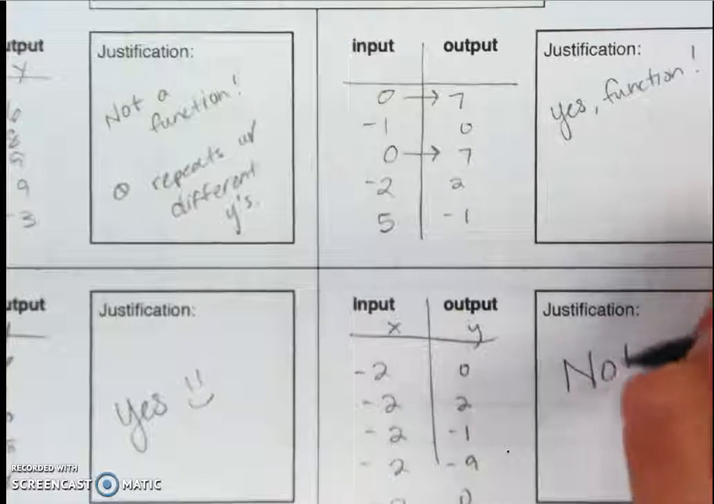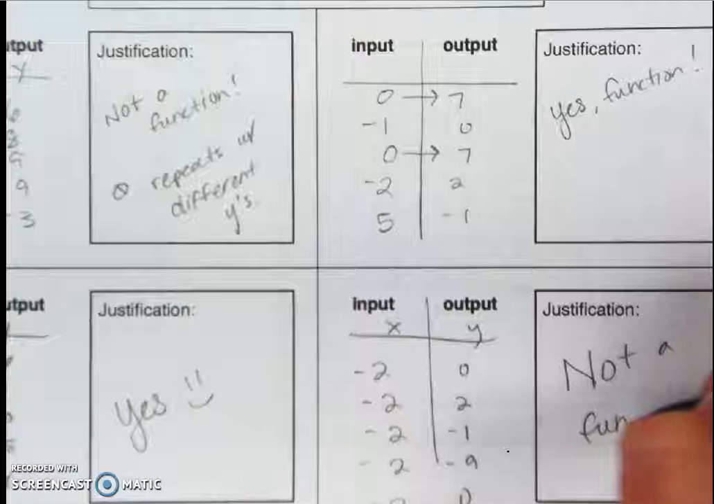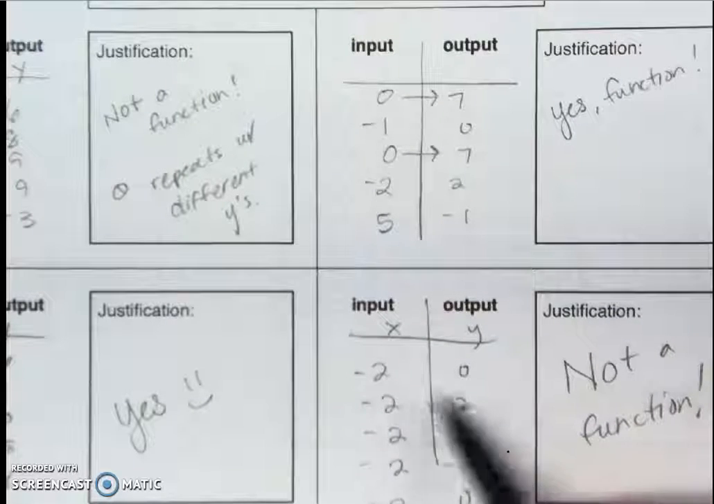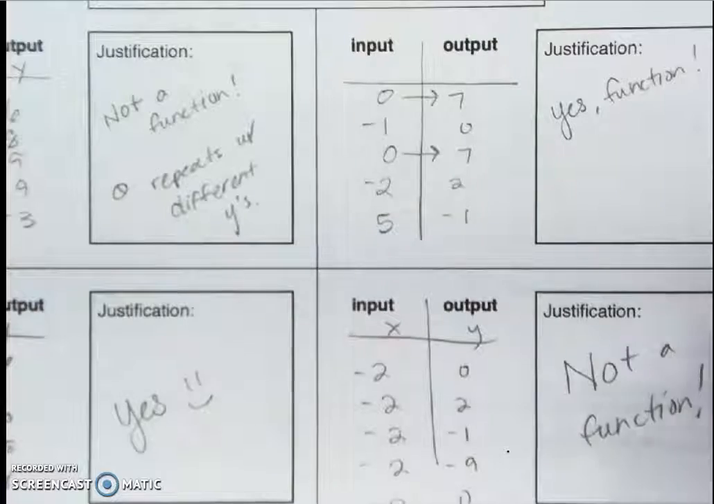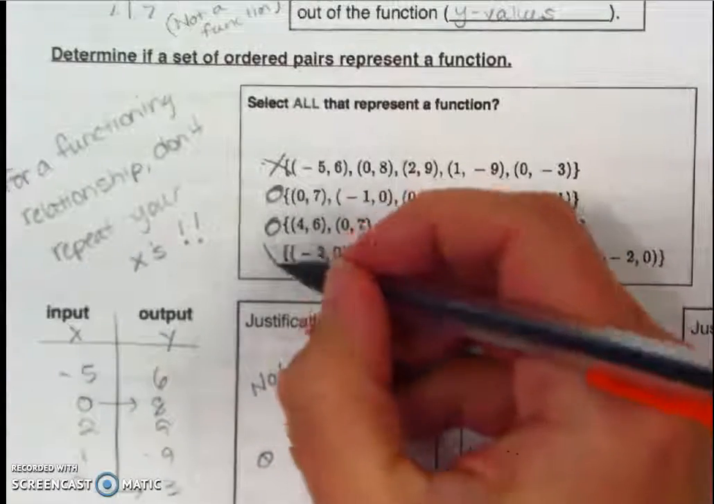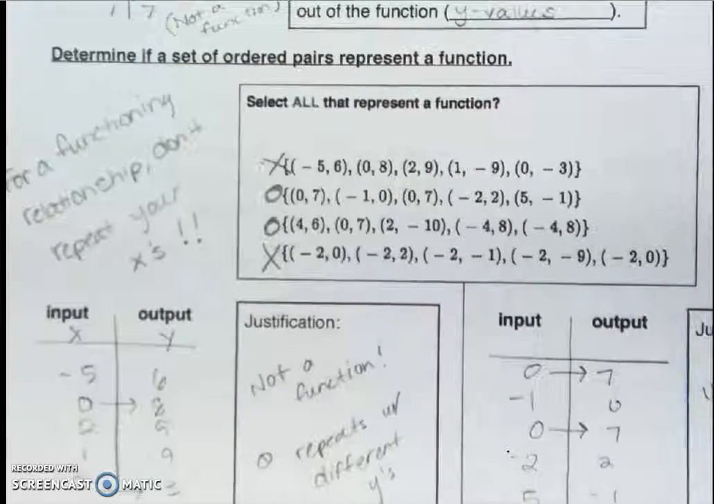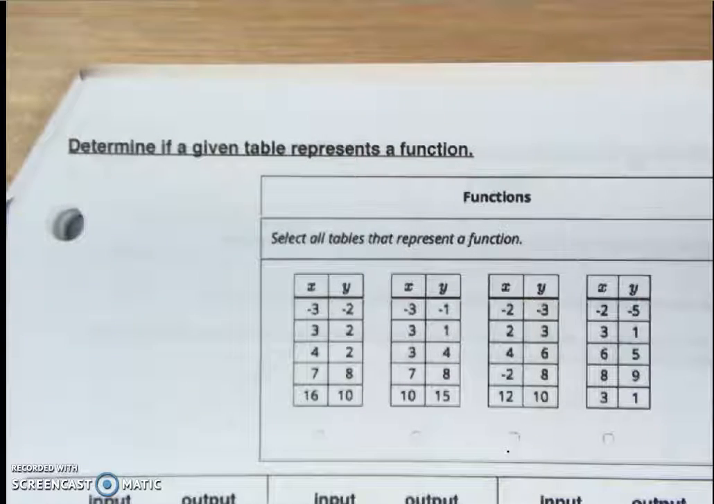No, not a function. Why is it not a function? Because this X is repeating with all kinds of different Y's. That's not a functioning relationship. No, not that one. So that's how we can tell. We just look for repeating X's with different Y's. Let's look over here. So here they've actually put it in a nice little input-output table for us already, so we can already see it.